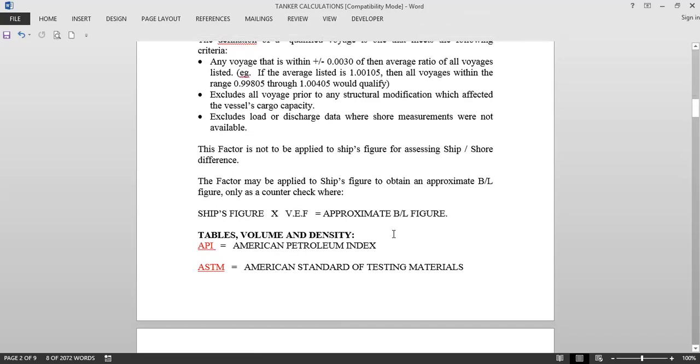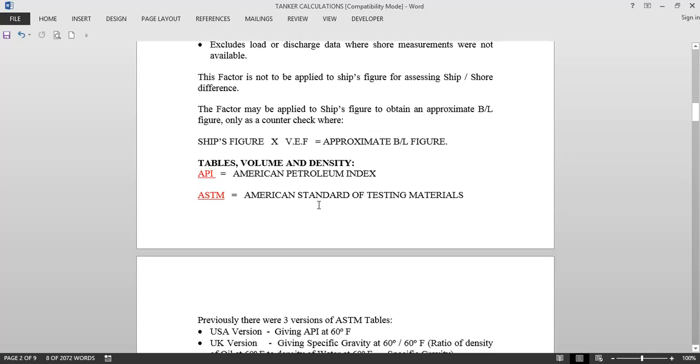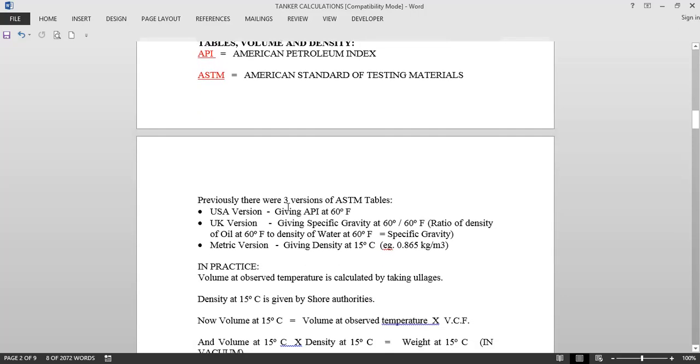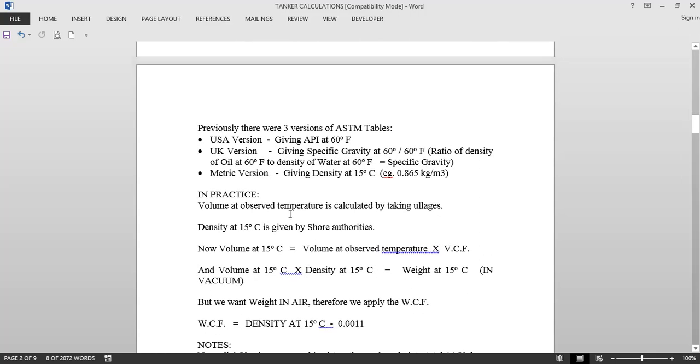So we'll see about API and ASTM tables. Basically, the full form of API is American Petroleum Institute, and ASTM stands for American Society for Testing and Materials. Previously, there were 3 versions of these ASTM tables: a USA version, a UK version, and a metric version. Now all of them are combined together.